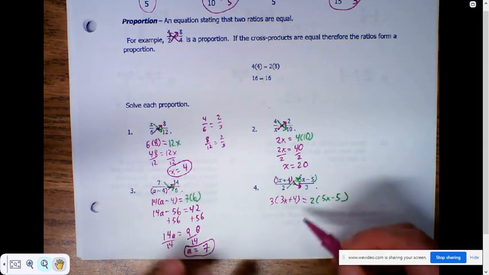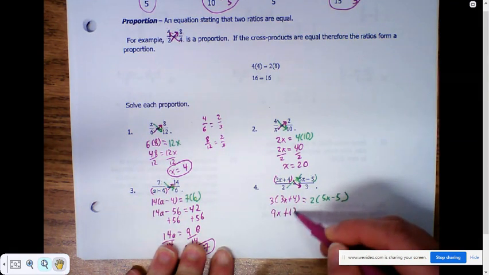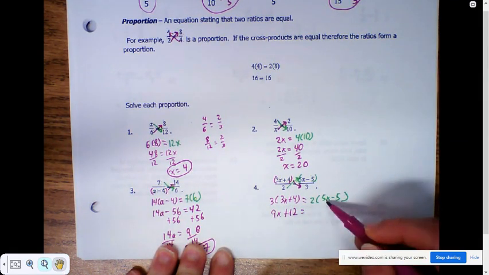I'm going to distribute. So 3 times 3x is 9x. 3 times 4 is 12. 2 times 5 is 10x. 2 times negative 5 is negative 10.